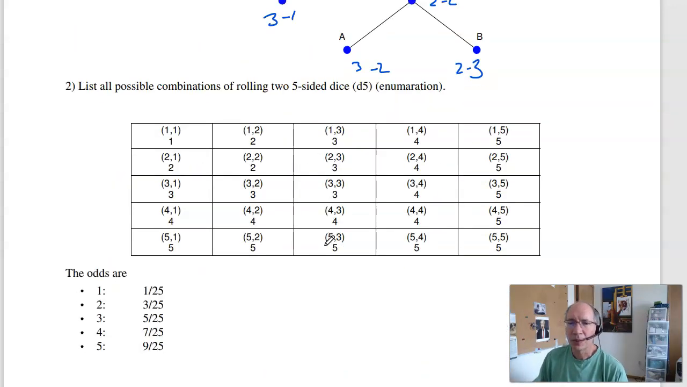Problem number 2 says, suppose I have two 5-sided dice and I take the maximum of the two dice. In that case, these are the possibilities: first die, second die, and the maximum is the number down here. If I count up, there's 1 way to get a 1, 3 ways to get a 2, 5 ways to get a 3, 7 ways to get a 4, and 9 ways to get a 5. So the probability of getting a 1 through 5 is as follows. That's done through enumeration.